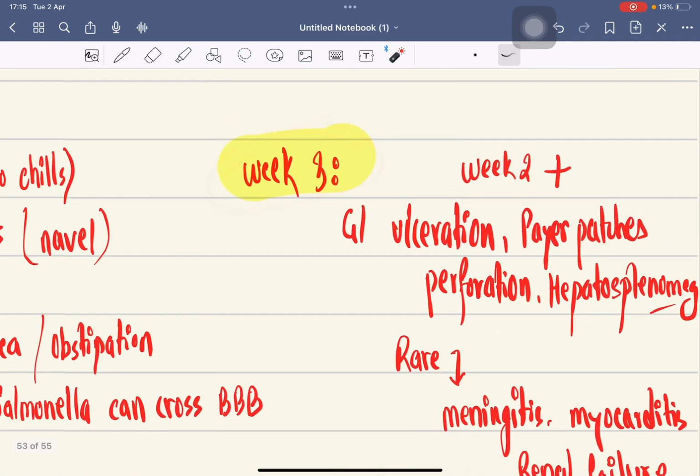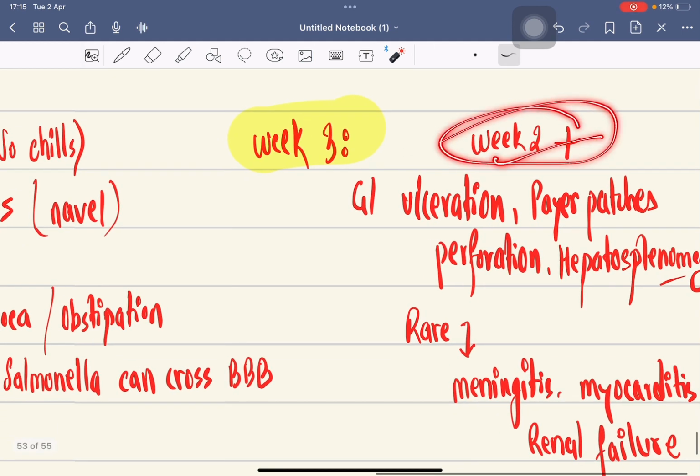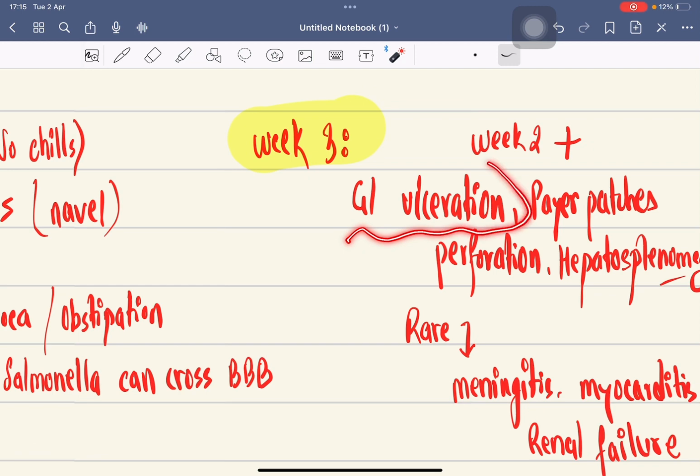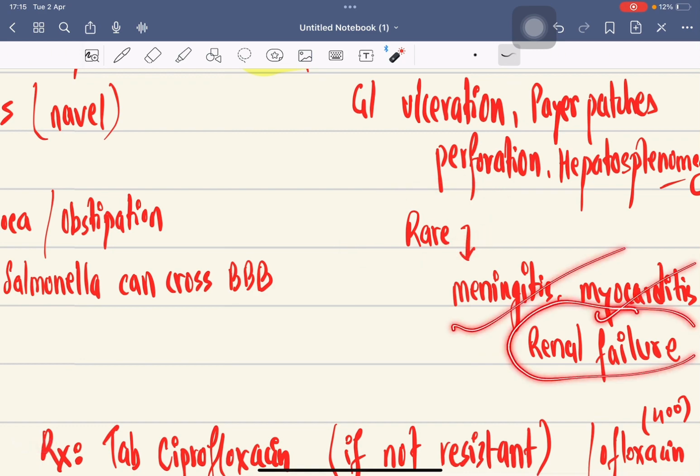During the third week, the clinical features are those present in the second week, plus there might occur GI ulceration, Peyer's patch perforations, hepatosplenomegaly, and rarely it might cause meningitis, myocarditis, or renal failure.